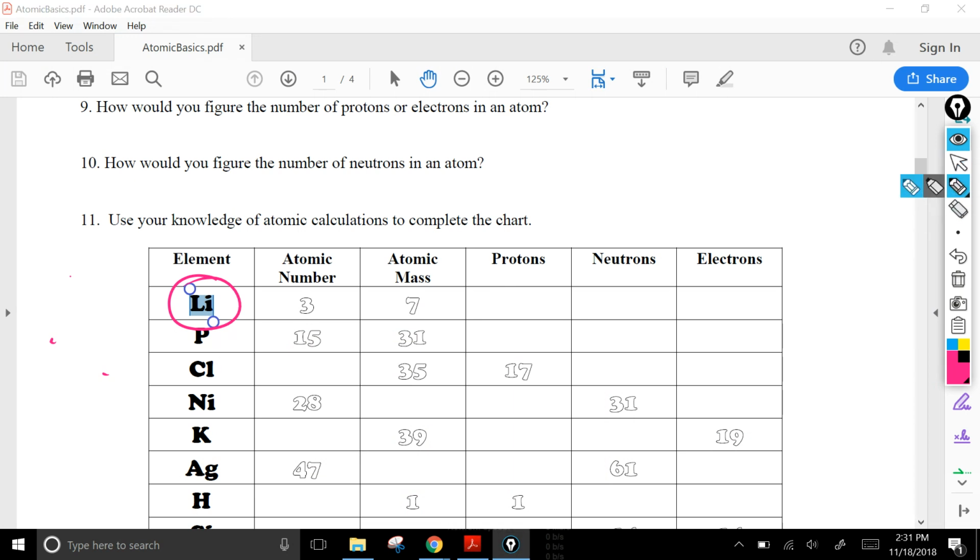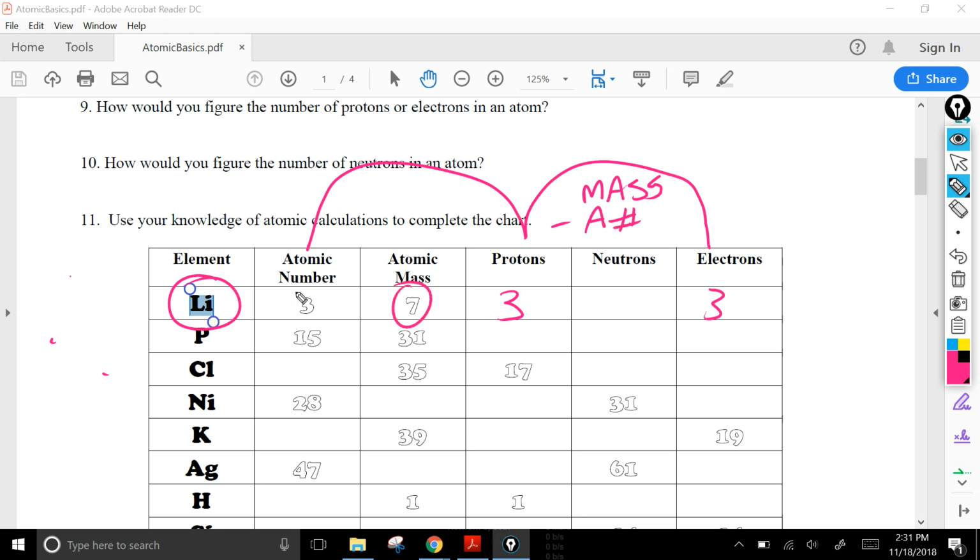How many protons are in lithium? Protons, remember, is the same as the atomic number, 3. And for now, remember that the number of electrons and the number of protons is the same, 3. So now we need to do neutrons. Mass minus atomic number. So our mass here is 7. Our atomic number is 3. 7 minus 3 equals 4. Our neutrons is 4.